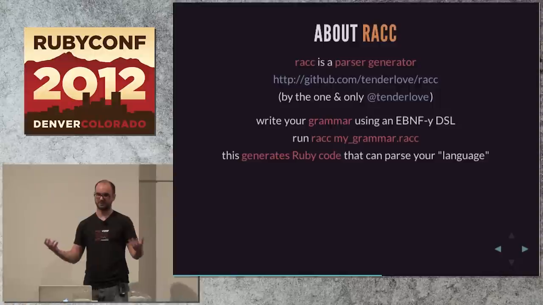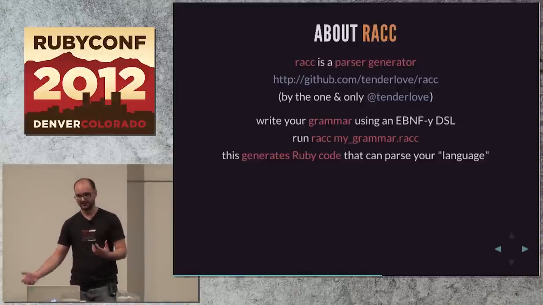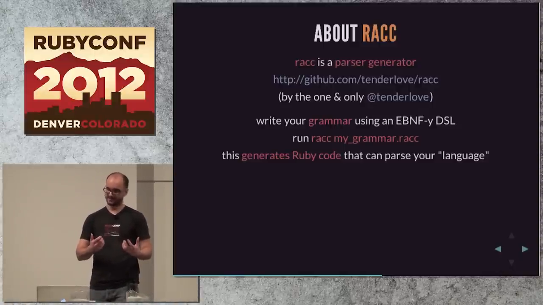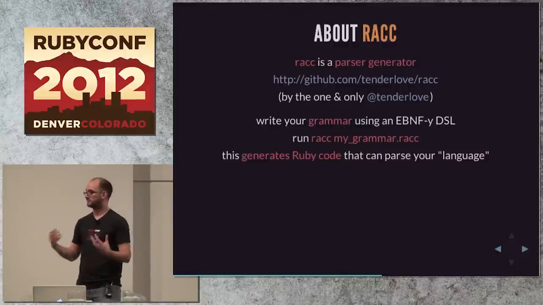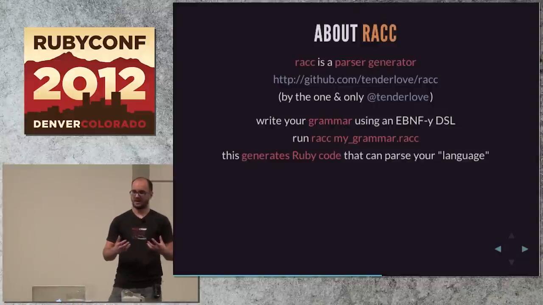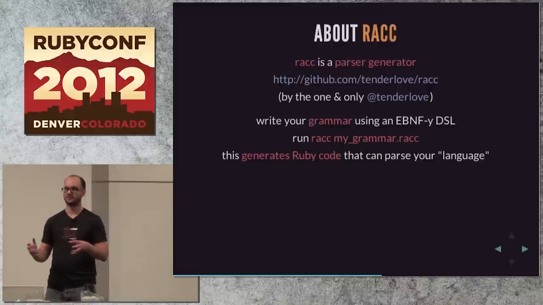Racc, as you probably might have guessed by now, is a parser generator written by Tenderlove. You write your grammar using a DSL, which I'll demonstrate in a minute. You run Racc over your grammar, and that will generate Ruby code that can parse the language that you describe in your grammar.